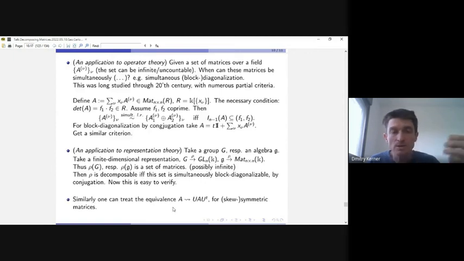And just to mention, in the same way one can treat the congruence, UAU transpose. This is important for skew-symmetric matrices or quadratic forms. And more generally, one can get the decomposition criterion for quiver representations and many others.